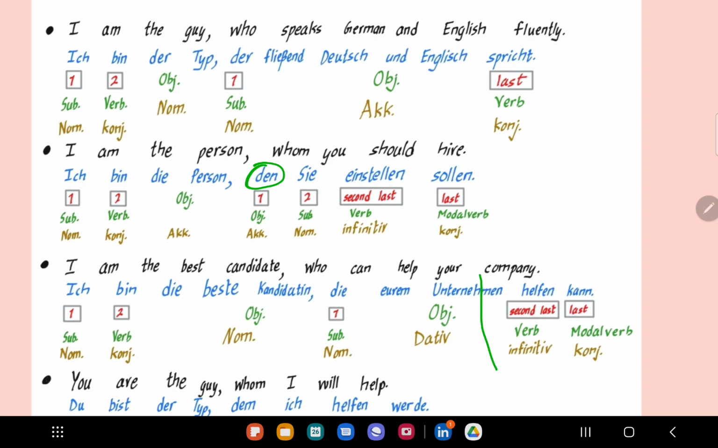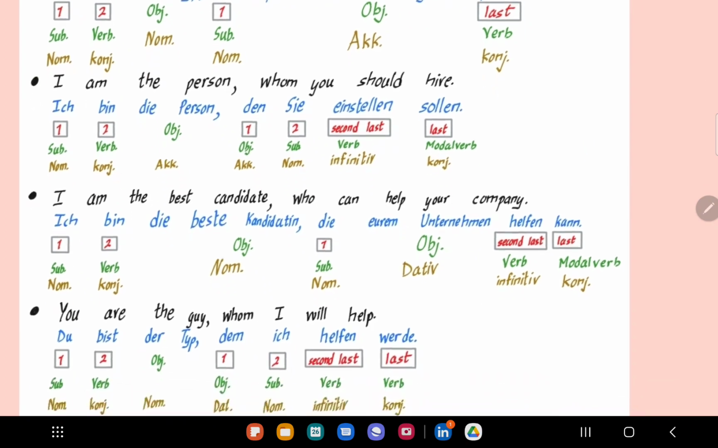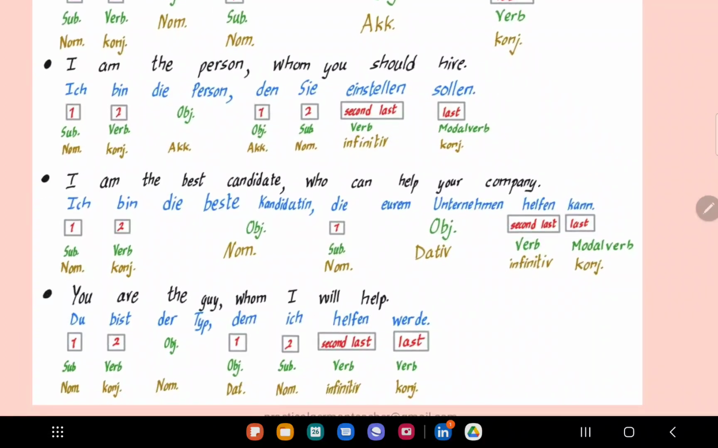Let's look at, so check here. You are the guy whom I will help. So du bist der Typ. Here dem, right? So the guy now becomes the object of the second sentence, but you're using helfen. And helfen, as we know, when you use helfen, the first object itself is dative. So dem. Dem ich helfen werde. The verb is at the last position. I will, so I will help. I hope you could follow this much.